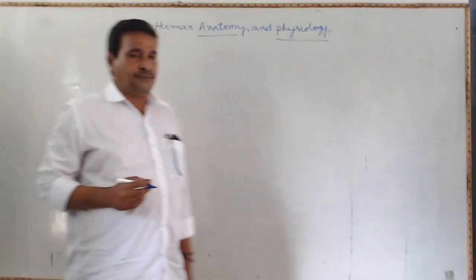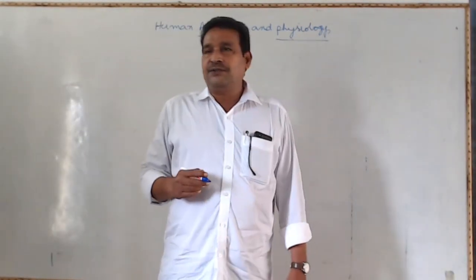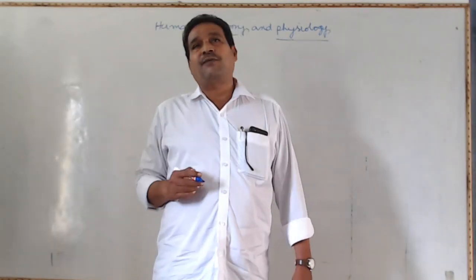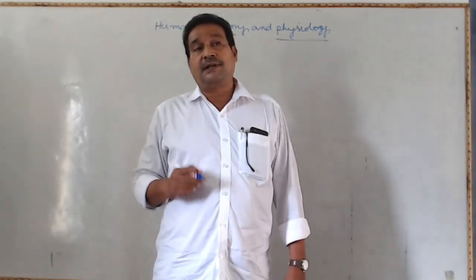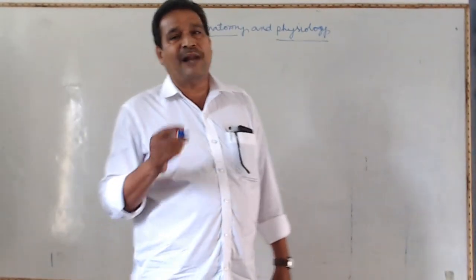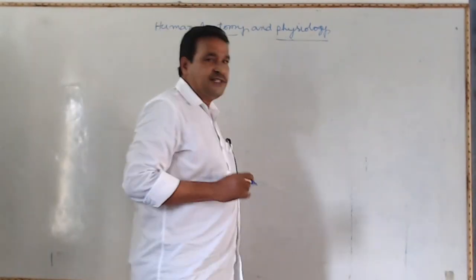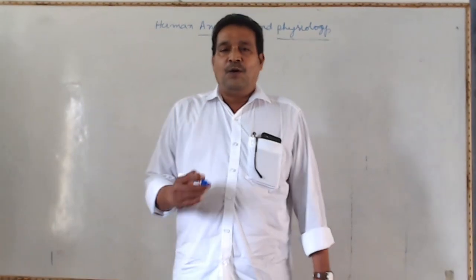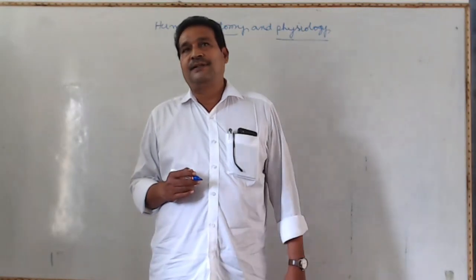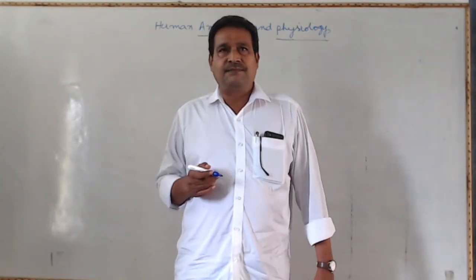What is anatomy? Anatomy is a branch of science that deals with the structural aspects of an organism and their parts. That is anatomy. It is a branch of biology. And then physiology. What is physiology? Physiology is the functional aspects of an organism and their parts.